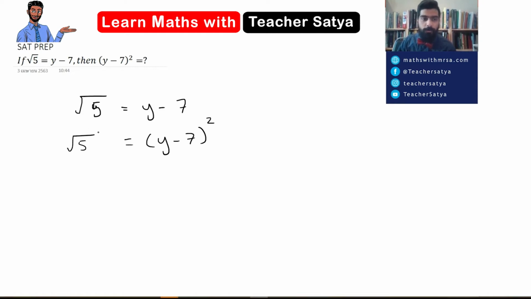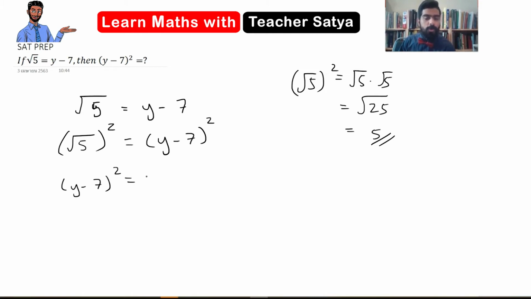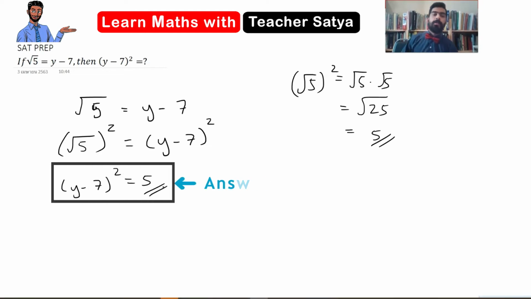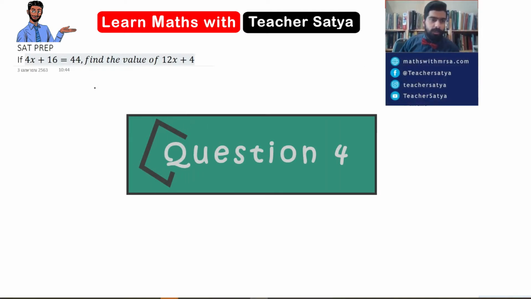So square root of 5 to the power of 2. Now let's see what is square root of 5. Square root of 5 to the power of 2 is equal to square root of 5 times square root of 5, which would give us square root of 25, and we know that square root of 25 is equal to 5. Hence, y minus 7 to the power of 2 would be equal to 5. Right, guys? Pretty straightforward. Now, let us go to the next one.